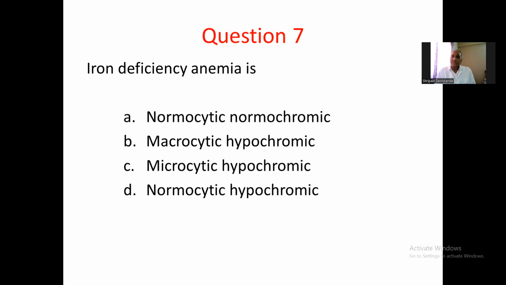Question number 7. Iron deficiency anemia is A. Normocytic normochromic, B. Macrocytic hypochromic, C. Microcytic hypochromic, D. Normocytic normochromic. Iron deficiency anemia produces small cells which are pale or have less pigment. So the answer is C, microcytic hypochromic anemia. You can get this reference in any of the textbooks.